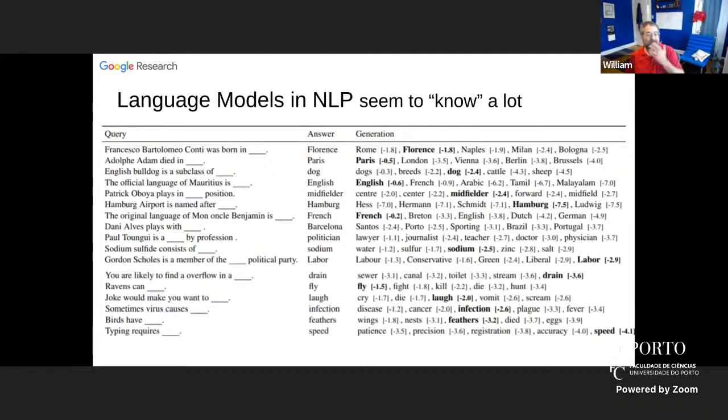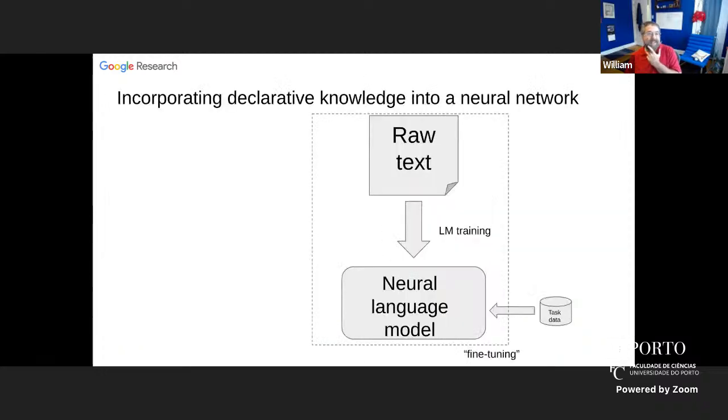And here are a bunch of other things that it knows, and it seems to be often very plausible. In the cases where it's not the expected answer, the answers don't seem to be terrible. Gordon Scholes is a member of the blank party. Do you spell labor with a U or no U? I would have gone with no U, but I'm an American, so who knows?